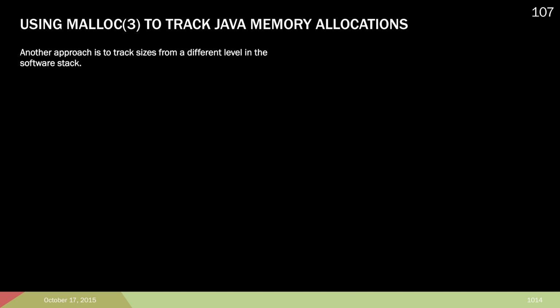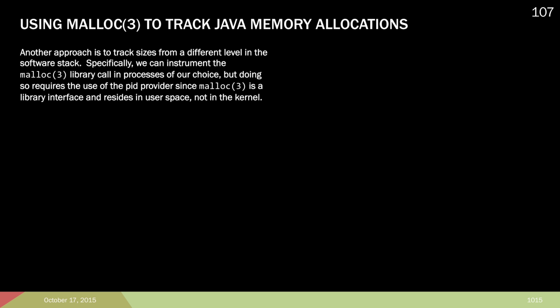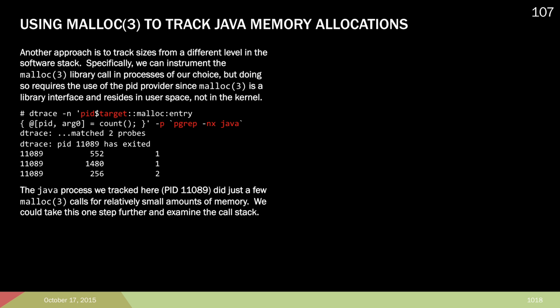Another approach is to track size from a different level in the software stack. Specifically, we can instrument the malloc library call in processes of our choice, but doing so requires the use of the PID provider, since malloc is a library interface and resides in user memory, not in the kernel. The Java process we tracked here, PID 11089, did just a few malloc calls for relatively small amounts of memory. We could take this one step further and examine the call stack.